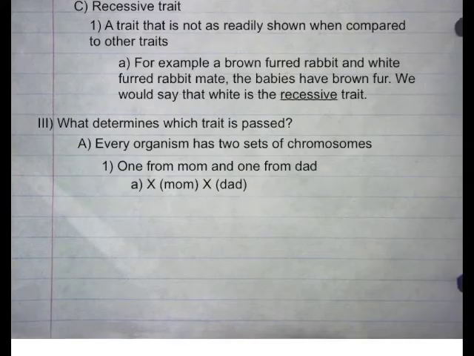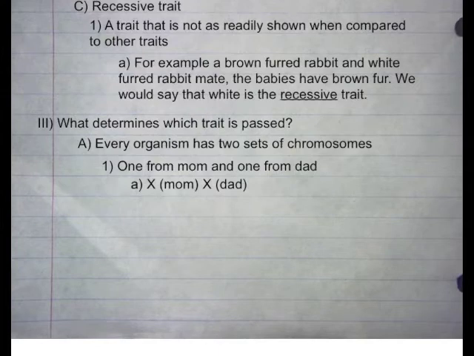So now that we understand the definitions of dominance and recessives, now we can get into, well, how does it happen that genes begin to go to one another? I mean, are they dependent on each other or are they completely separate? It turns out that they are completely separate of each other. This is called the law of segregation. Let's take a look. What determines which trait is passed?